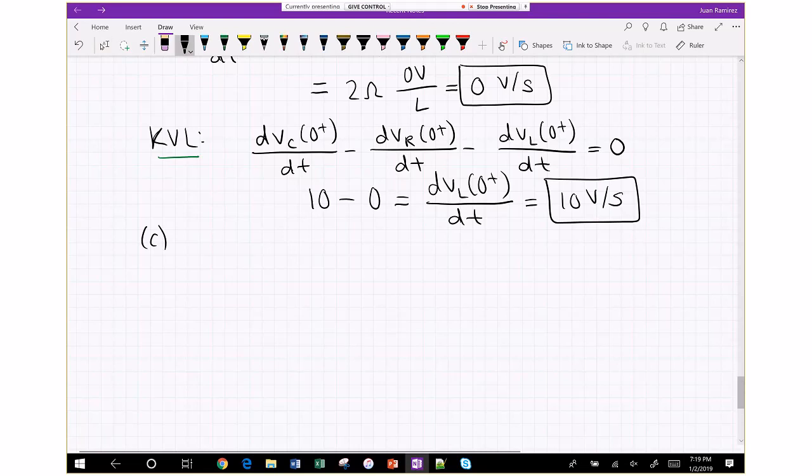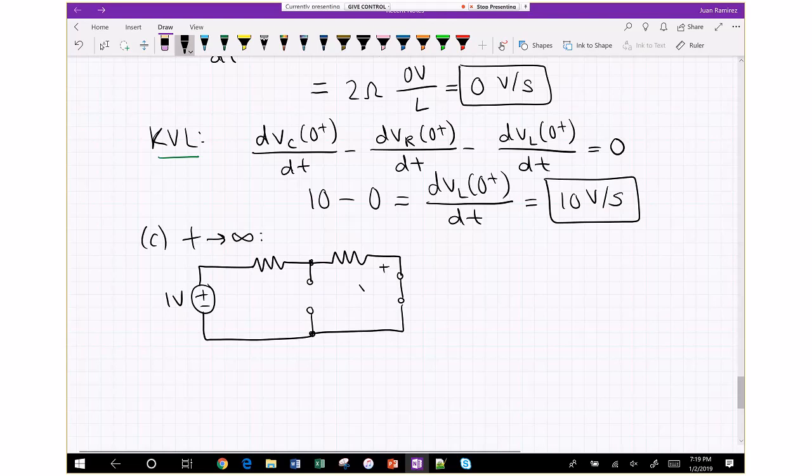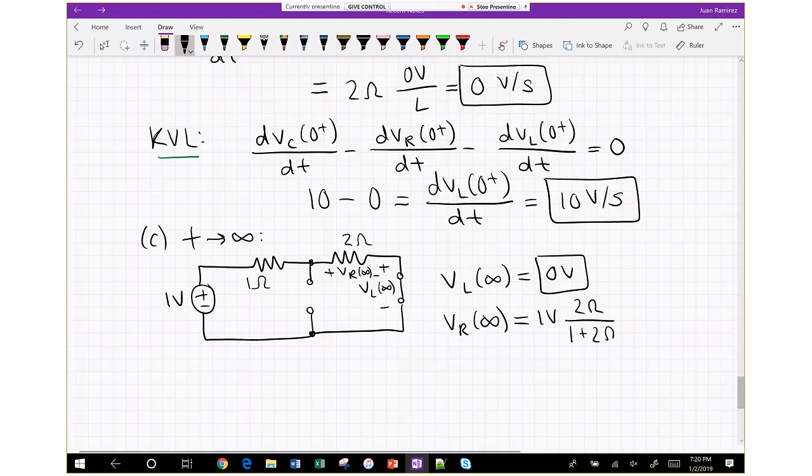That requires us to draw the circuit in the final state. But when you draw it in the final state, the capacitor is modeled as an open. The inductor gets modeled as a short. And because the inductor gets modeled as a short, what's the voltage across a short circuit? It's equal to zero. That's a pretty easy one, that's by inspection. The voltage across the resistor, you can find with voltage division.